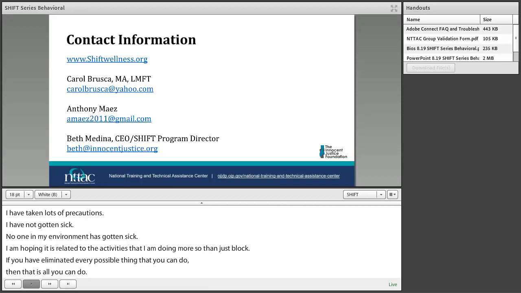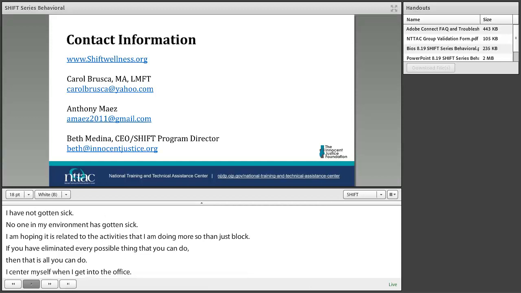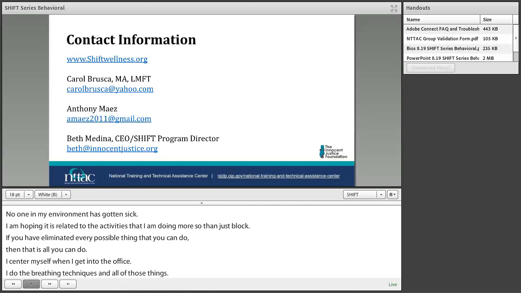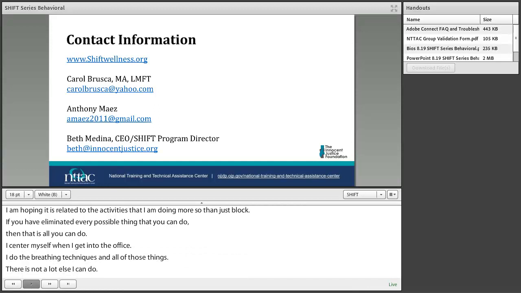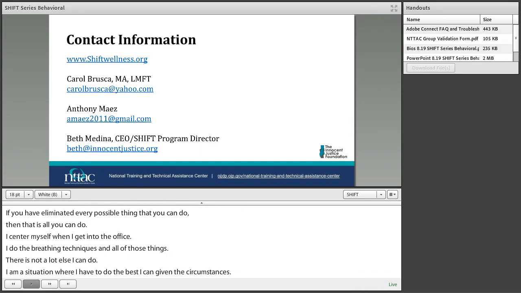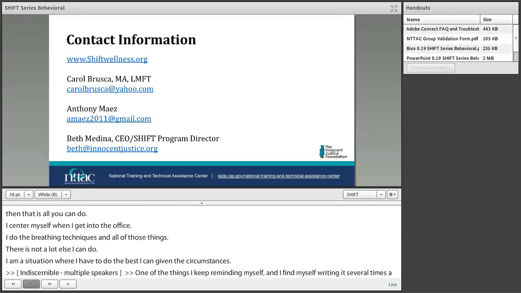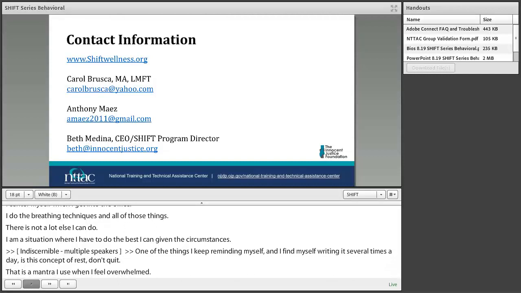One of the things I keep reminding myself, and I find myself writing it several times a day, is this concept of rest, don't quit. So that's kind of a mantra that I use when I'm feeling overwhelmed. It's like, find time to just take a little bit of a rest, don't quit, because everybody's doing such important work. Yeah, that's a great suggestion.